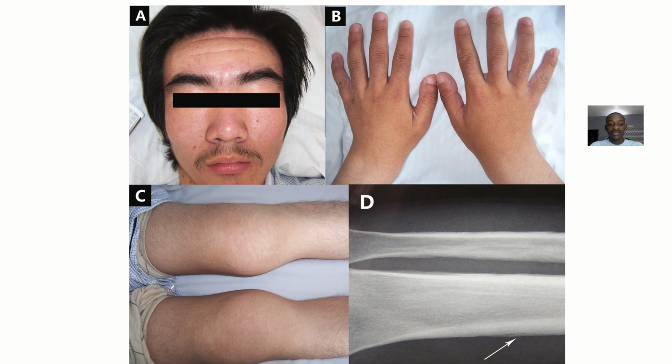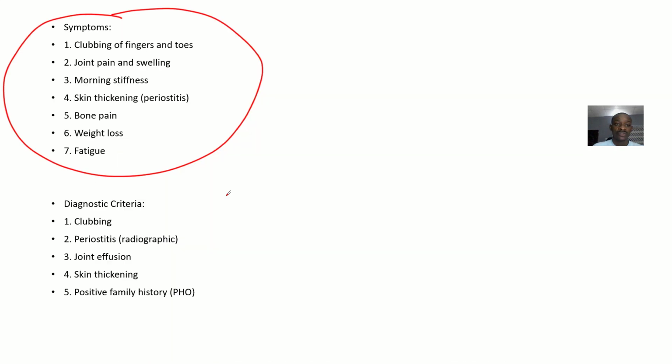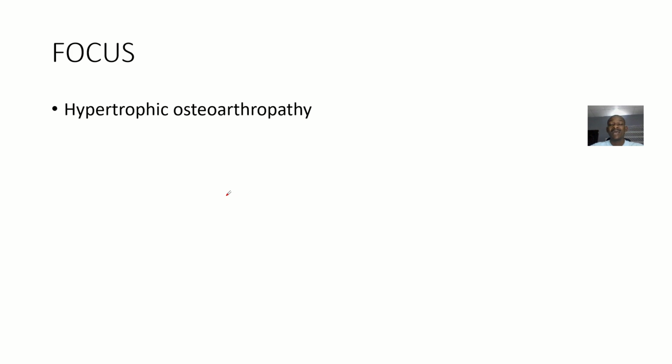Then complications are what? Of course, there's bone and joint deformity. There's chronic pain. The person is not moving as he wants, so limited mobility. There are respiratory complications. There's increased risk of fractures, okay? So that's it for this condition known as hypertrophic osteoarthropathy, right? So that's it, and see you guys.